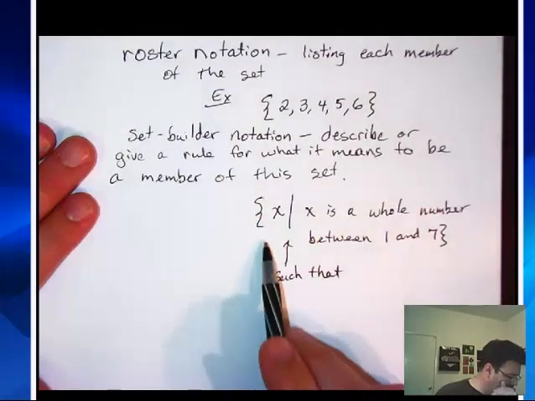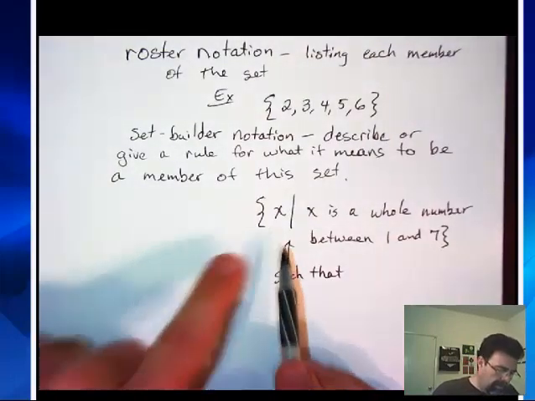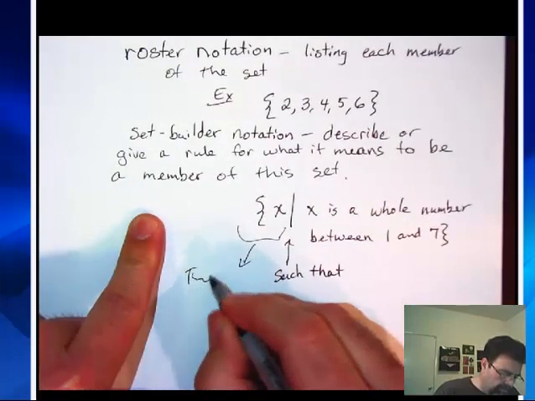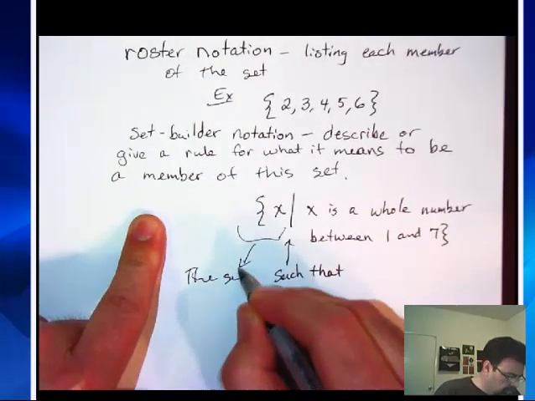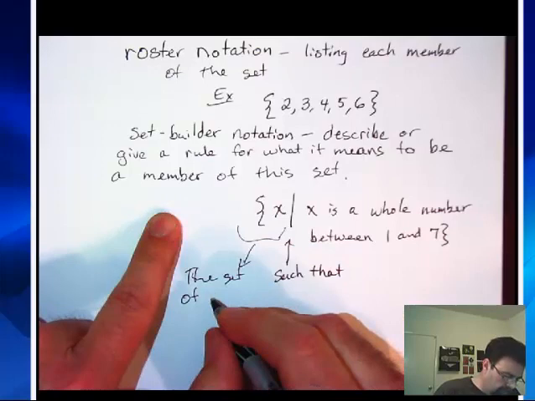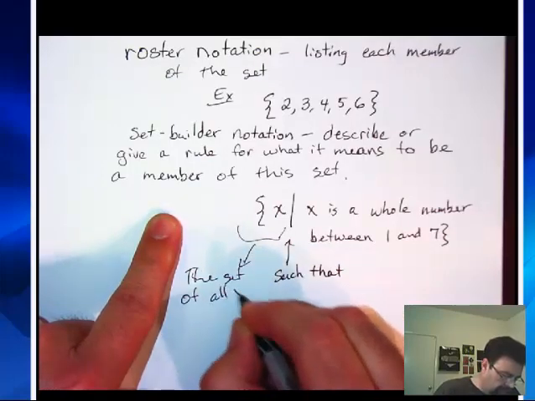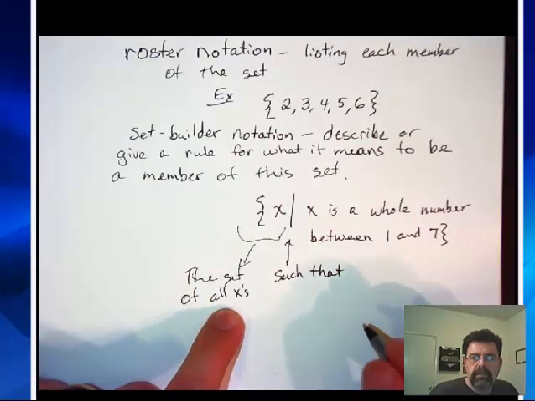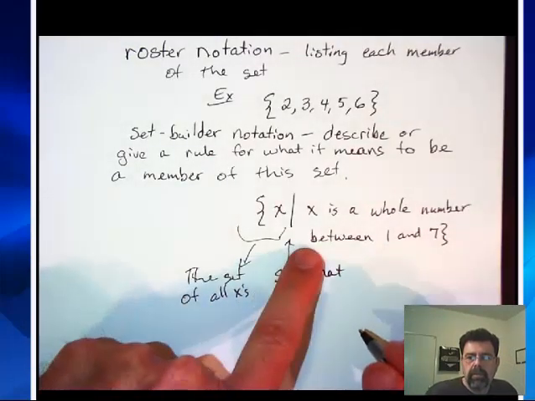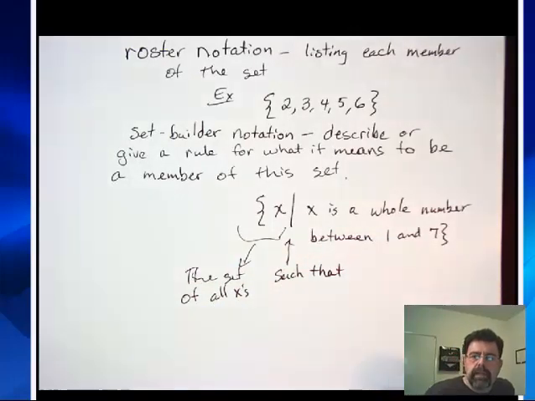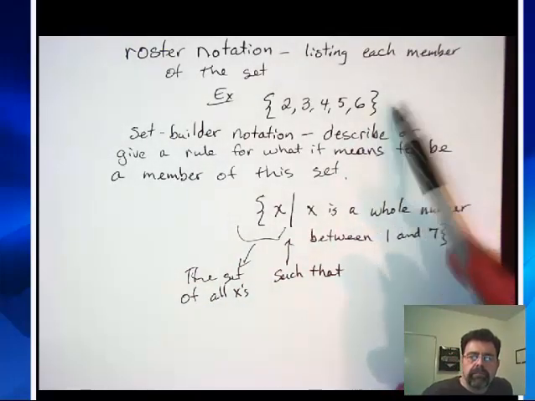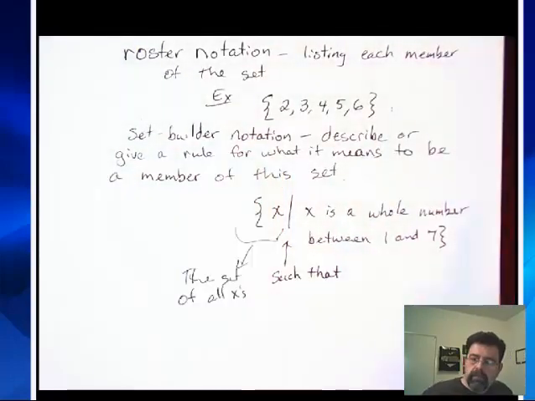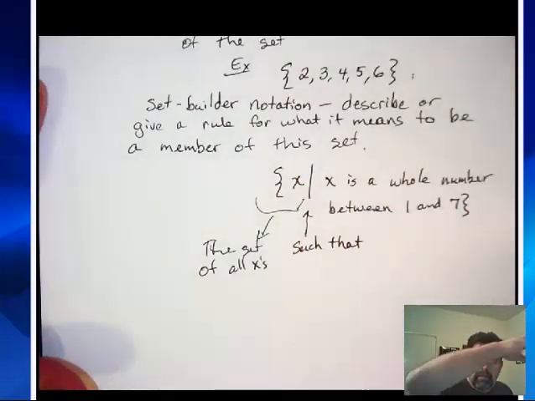So that's such that. And then again, the brace tells you it's a set. So the way you would read this part is the set of all x's such that x is a whole number between 1 and 7. Okay, so this set and this set are identical. Set builder, roster.